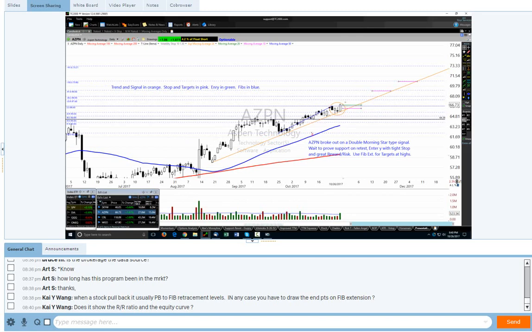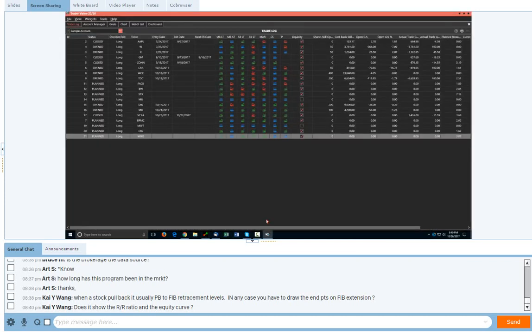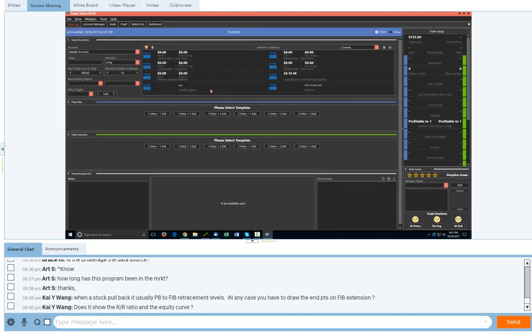Yes, it shows the risk-reward ratio. I'll get back to that in just a second. Again, fib targets because we're at all-time highs, and that's just what I would be looking at along the trend line. So let's go back here to plan this trade. Here's where you would get, let's just do it. Let's AZPN.